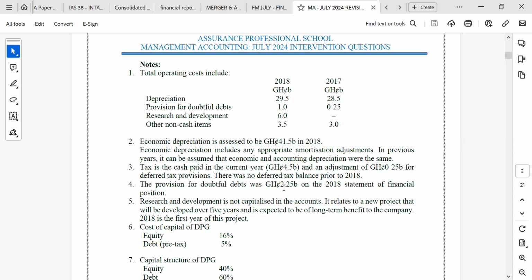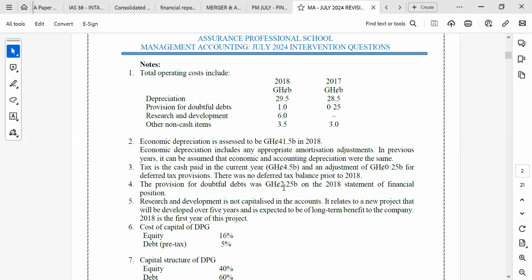2.25 on the 2018 financial statement position. So the question now is, what would be the provision for doubtful debts for 2017? If the current year is 2.25 and the increase for this year is 1 million, we have added 1 million to a particular figure and we are getting 2.25. So what would be the provision for the last year?